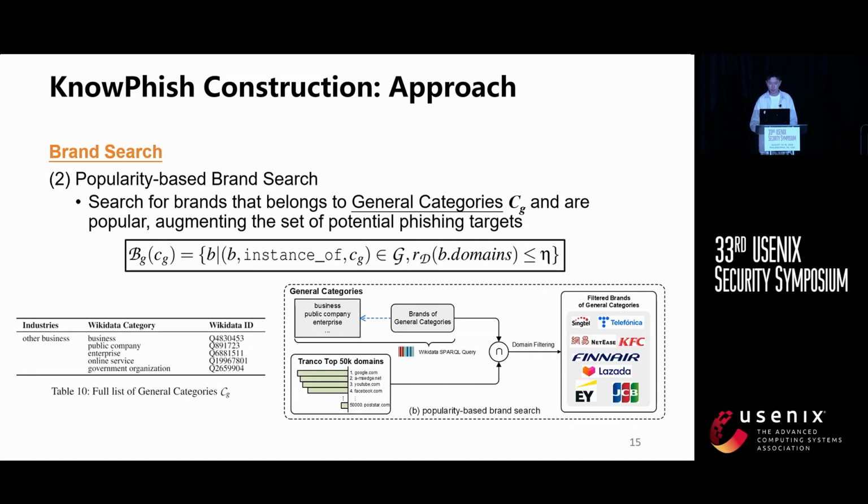We also introduce another brand search component called popularity-based brand search, because we find that the Wikidata information may be incomplete, thus missing a potential set of phishing targets. However, due to the fact that the general categories do not always represent high-risk targets, we add another condition to this search component, which is the domain popularity. Because the more popular a brand is, the more likely it will be a phishing target.